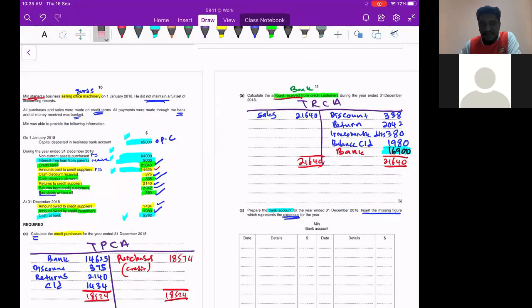So how many items will go to the bank account? 1, 2, 3, 4, 5, and 6. There are 6 items that will go to the bank account, and then we will balance up to calculate the expenses. So now we need to decide which one is money in and which one is money out. Understand or not? Any questions so far?